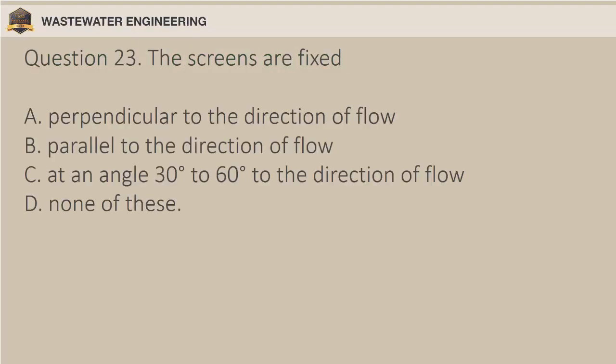Question 23. The screens are fixed A. Perpendicular to the direction of flow. B. Parallel to the direction of flow. C. At an angle of 30 degrees to 60 degrees to the direction of flow. D. None of these.